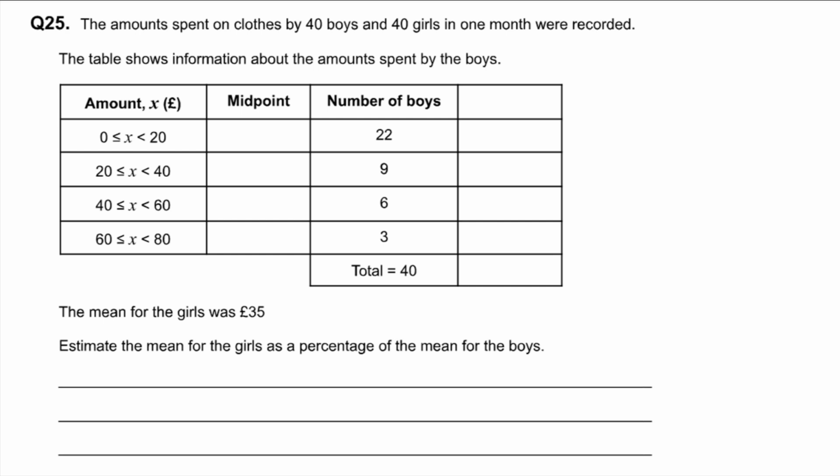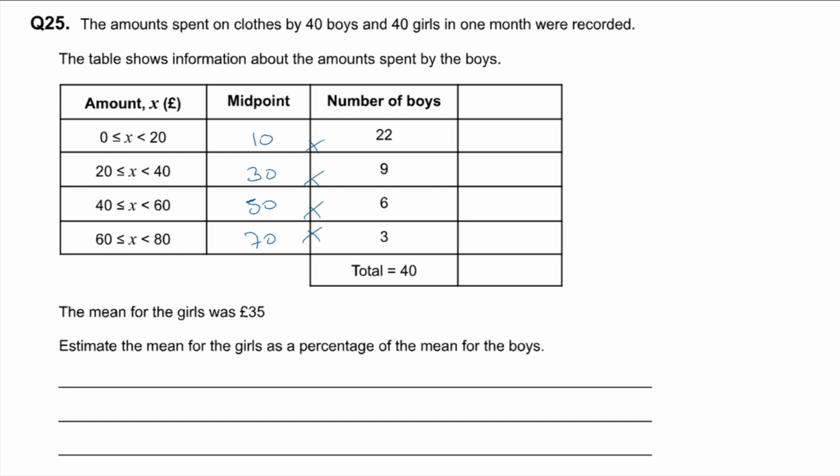Okay, so same old. We're going to do an estimated mean. Going to have to find the mid value first. Halfway between 0 and 20, that's 10. Halfway between 20 and 40, that's 30. Halfway between 40 and 60, that's 50. Halfway between 60 and 80, that is 70. So we're going to multiply those.